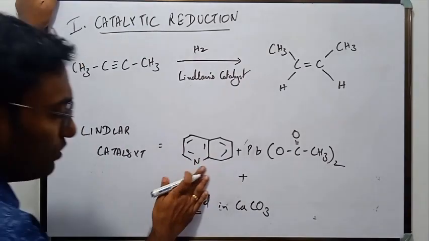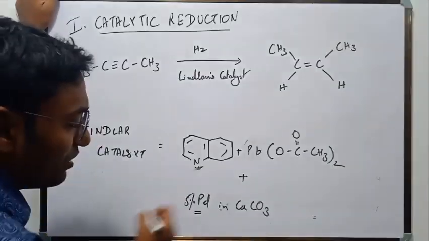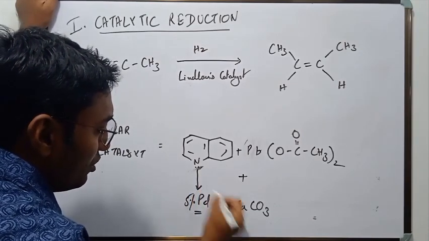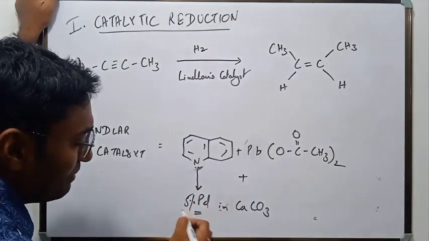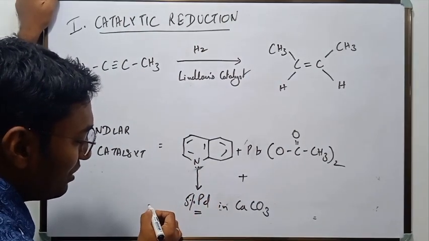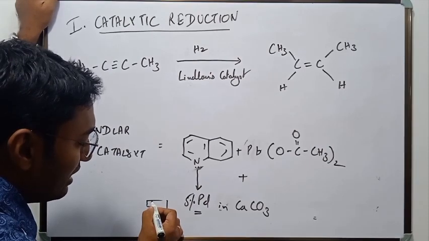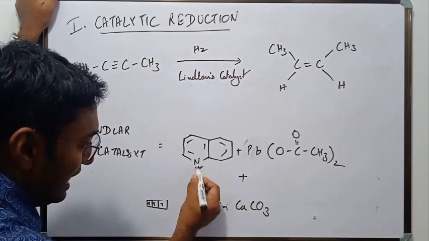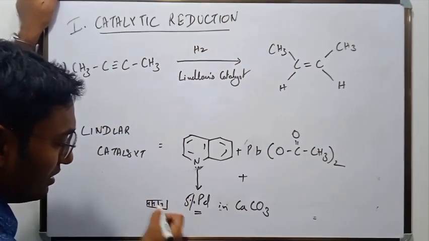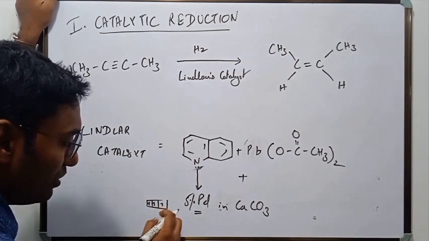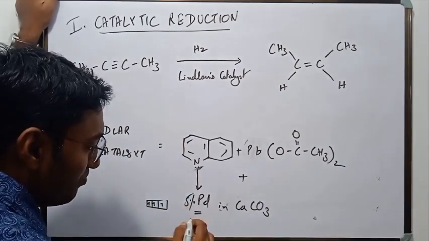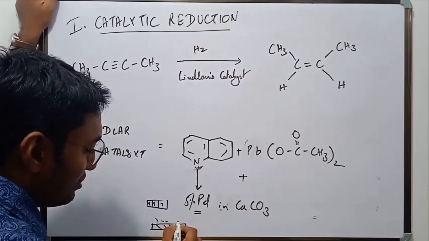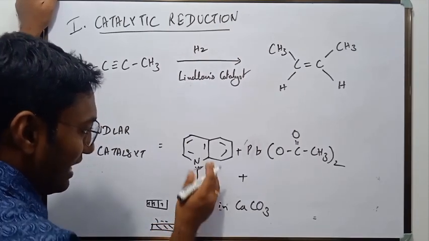Okay, see, quinoline is having a lone pair of electron in nitrogen, so it can donate the lone pair of electron to palladium atom, because palladium atom has got empty orbitals. It has got orbitals with unshared electrons. So it can accept electron from quinoline. So most of the spaces of palladium metal are occupied by quinoline. So there are only few sites where hydrogenation can take place.